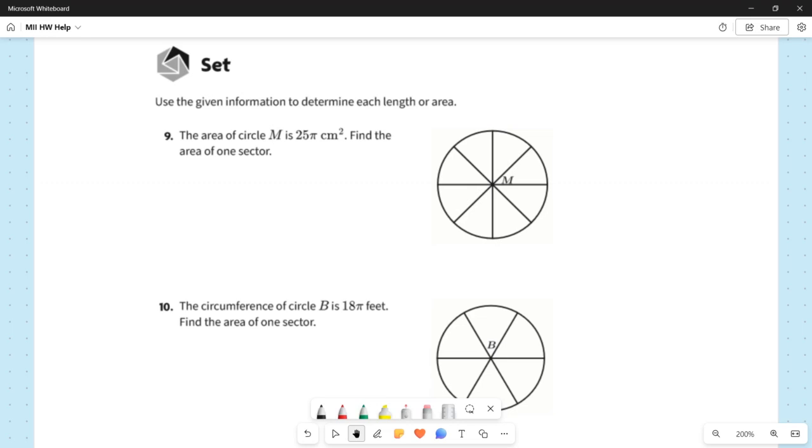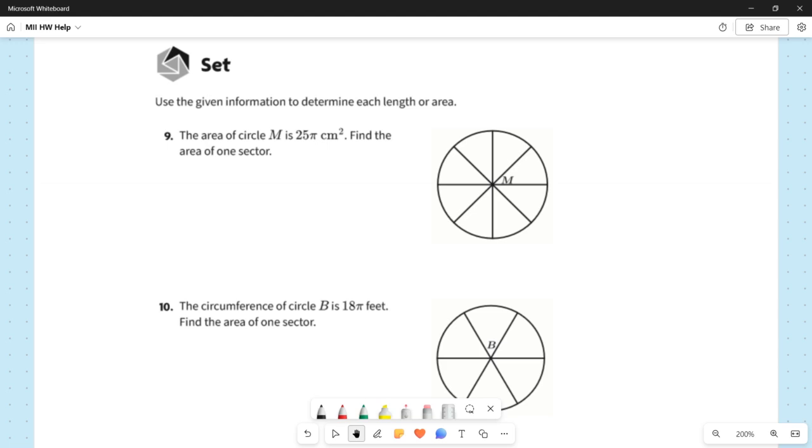The directions here say, use the given information to determine each length or area. And we'll start with question 9. 9 says that the area of circle M is 25 pi square centimeters. Find the area of one sector. Okay. So with this picture, even though we're not explicitly told this, I think it is safe for us to assume that all of these sectors are congruent.